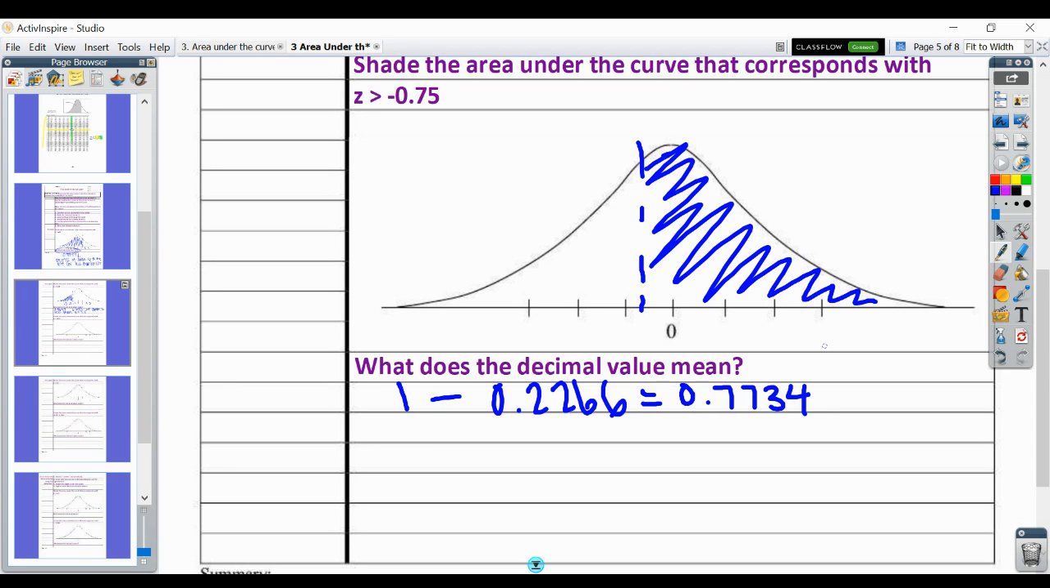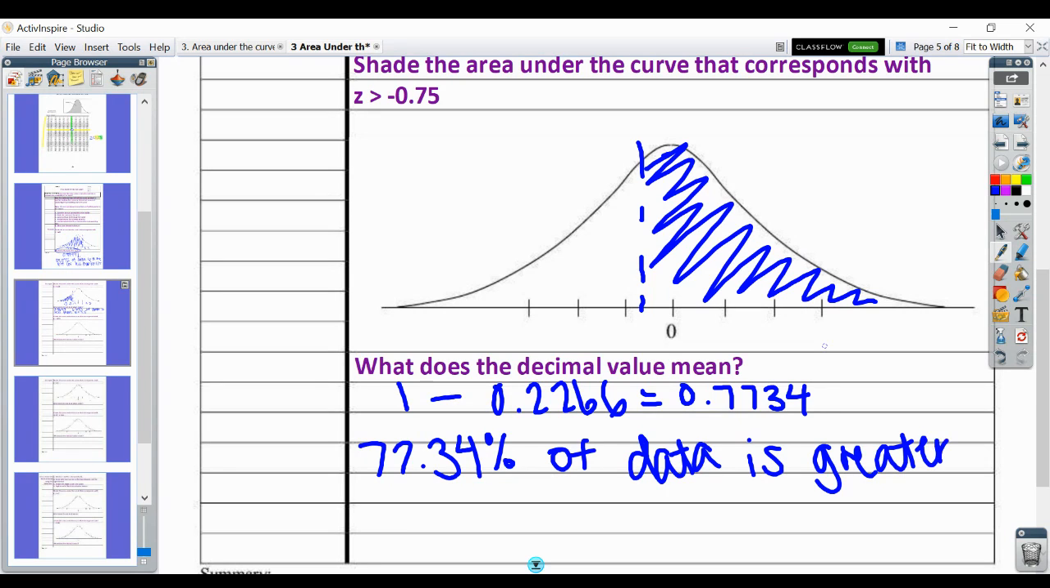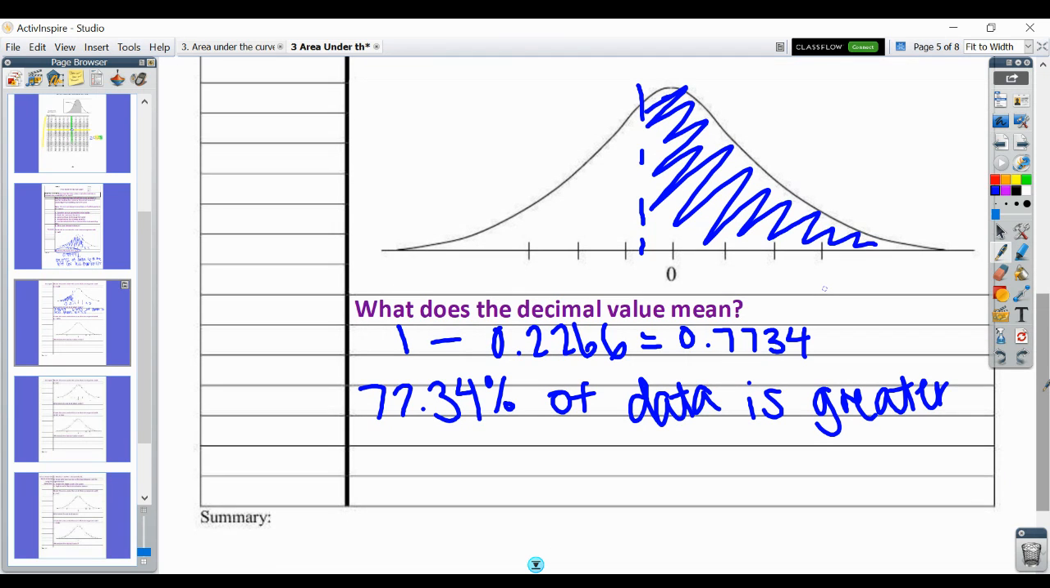So then what does that mean? Again, you want to talk about this decimal in terms of percents. So 77.34% of data is greater than z equals negative 0.75.